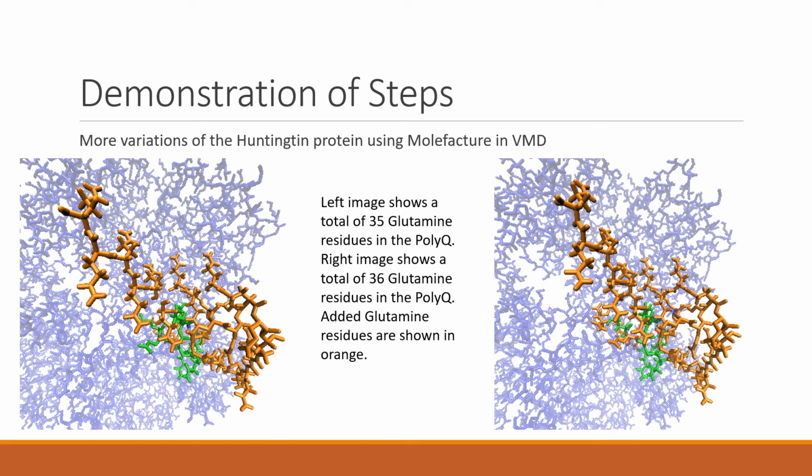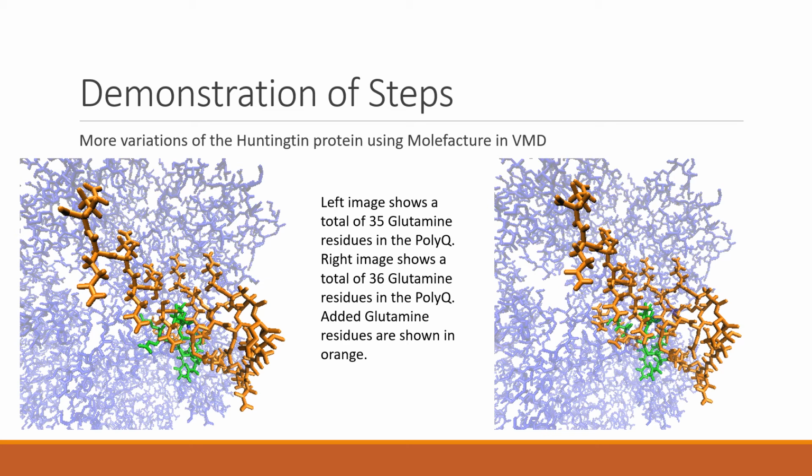So I continue to add glutamine residues to the Huntingtin protein using the mole factor tool in VMD. And the more I used it, the more proficient I got and was able to add this many glutamine residues. So if you look at the image on the left, there's a total of 35 glutamine residues in the PolyQ tract, which is the most you can have while still having a normal, healthy, functioning Huntingtin protein.